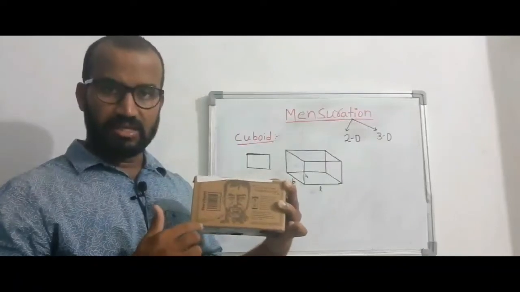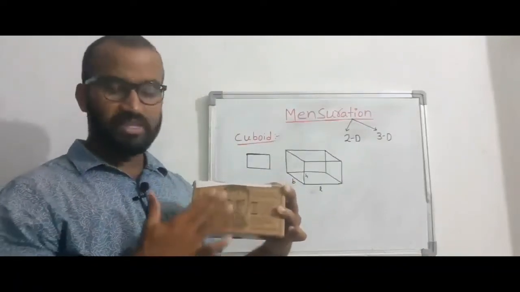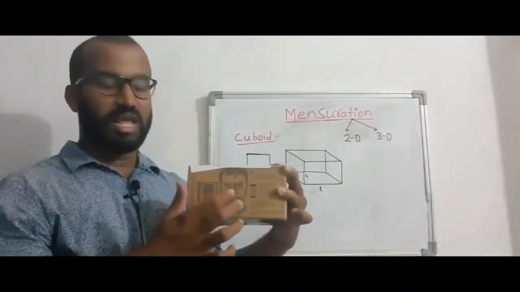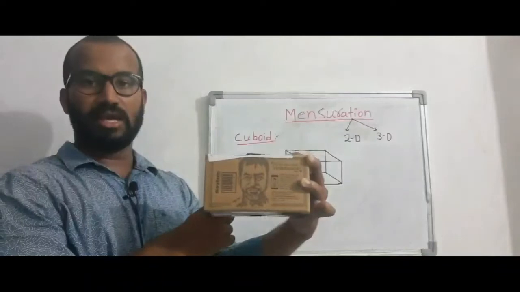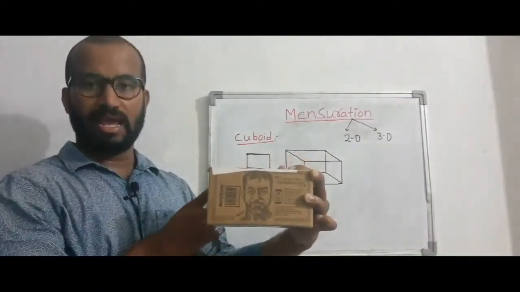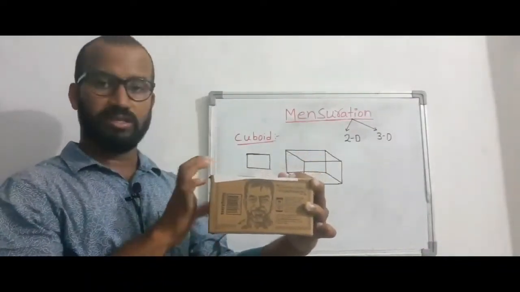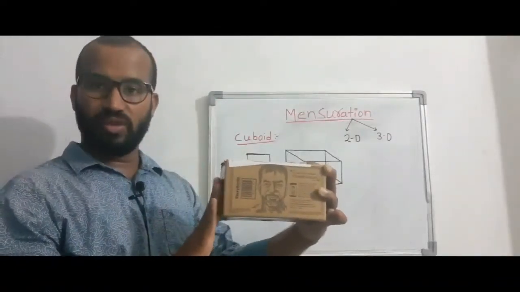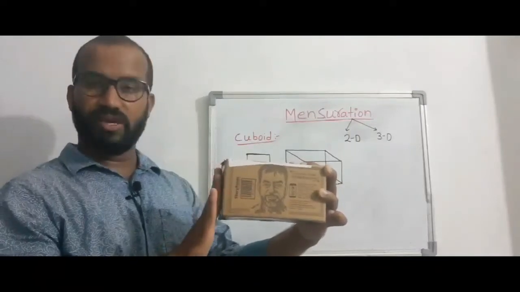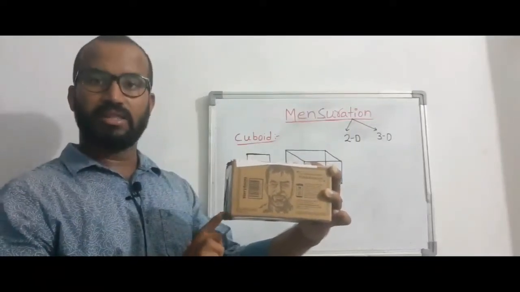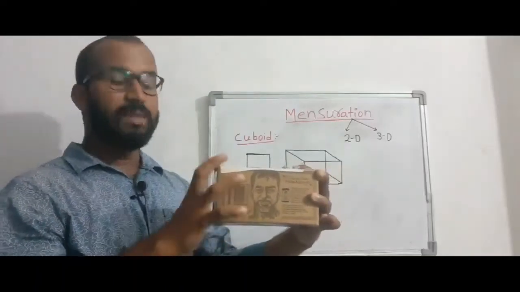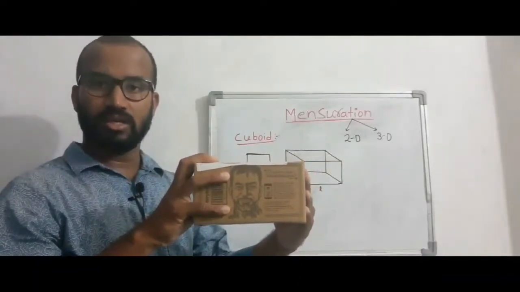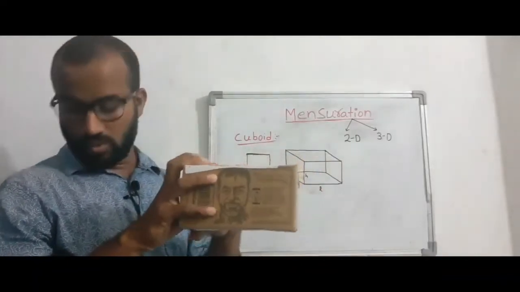This is the length, this is the height. So what is the area of this plane? Length into height, LH. The same plane will be there here also. So 2LH. After that, I am going to select this face. What is the area of this face? This is the height, this is the breadth. BH, and the same BH is there here also. So BH plus BH, 2BH.